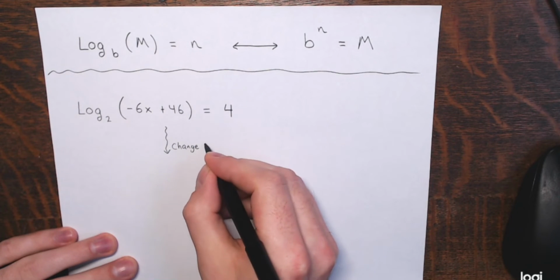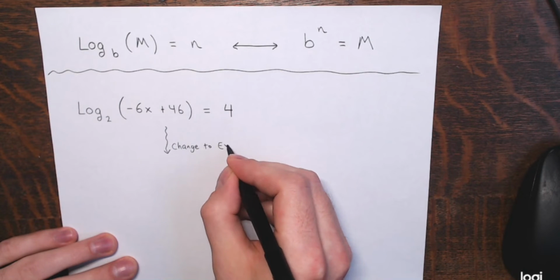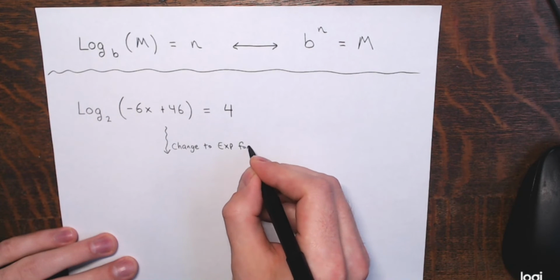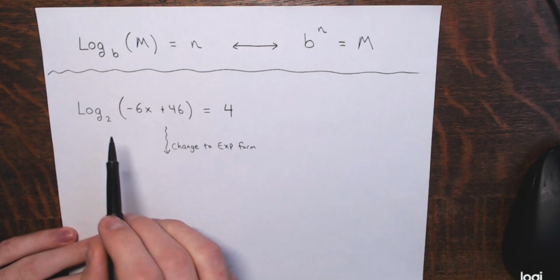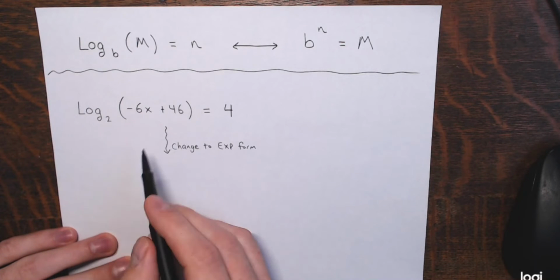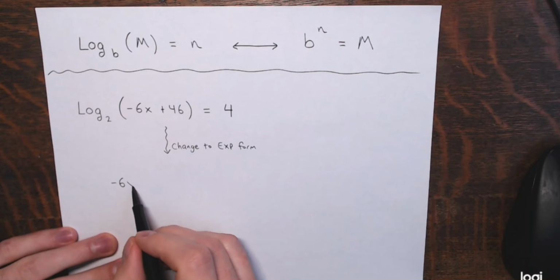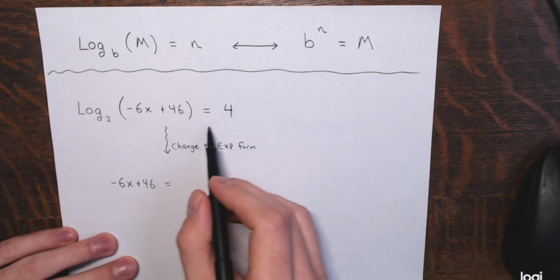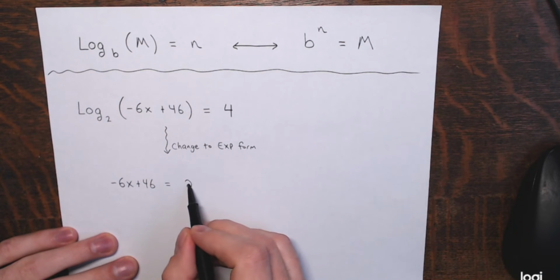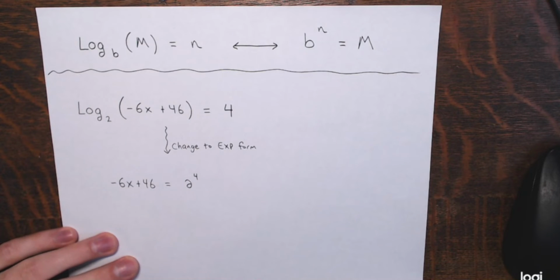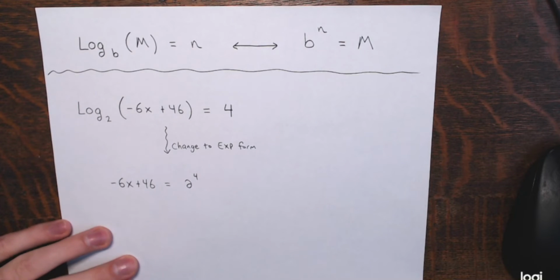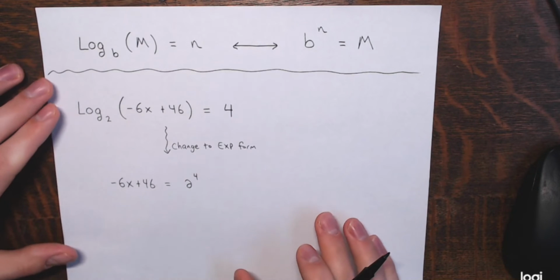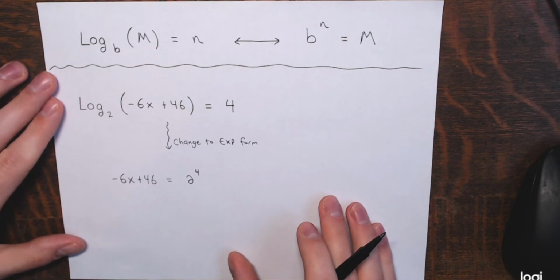Alright, so here I'm going to change to, I'll just put exp form, right, exponential form. So this would be equivalent to saying that negative 6x plus 46 must be equal to 2 to the 4th power. Right, that's the equivalent exponential form. And then we solve this equation for x, and of course check our solution back in the original equation.